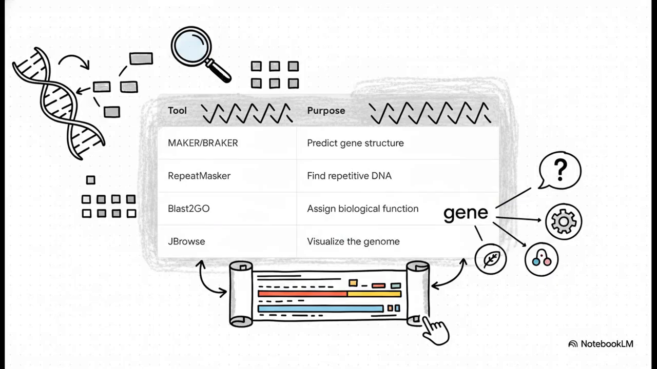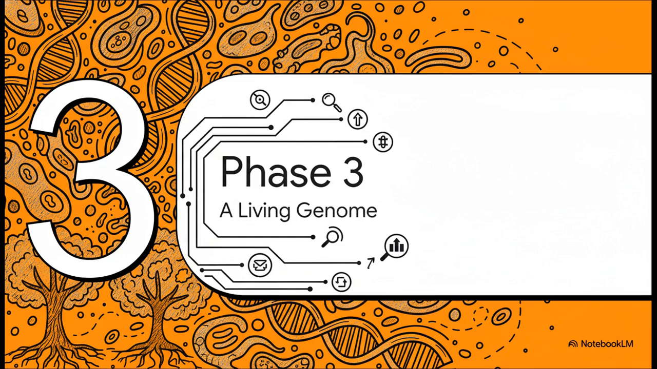And the annotation phase? It's got its own amazing digital toolkit. You'll use programs like Maker or Braker to predict where the genes are. You'll use RepeatMasker to find all that repetitive DNA. Tools like Blast2GO help you figure out what those predicted genes might actually do. And then you get to visualize the whole shebang in a genome browser, which lets you literally fly through the chromosomes and explore the data. It's incredible. And that brings us to the final and maybe the most important phase of all.